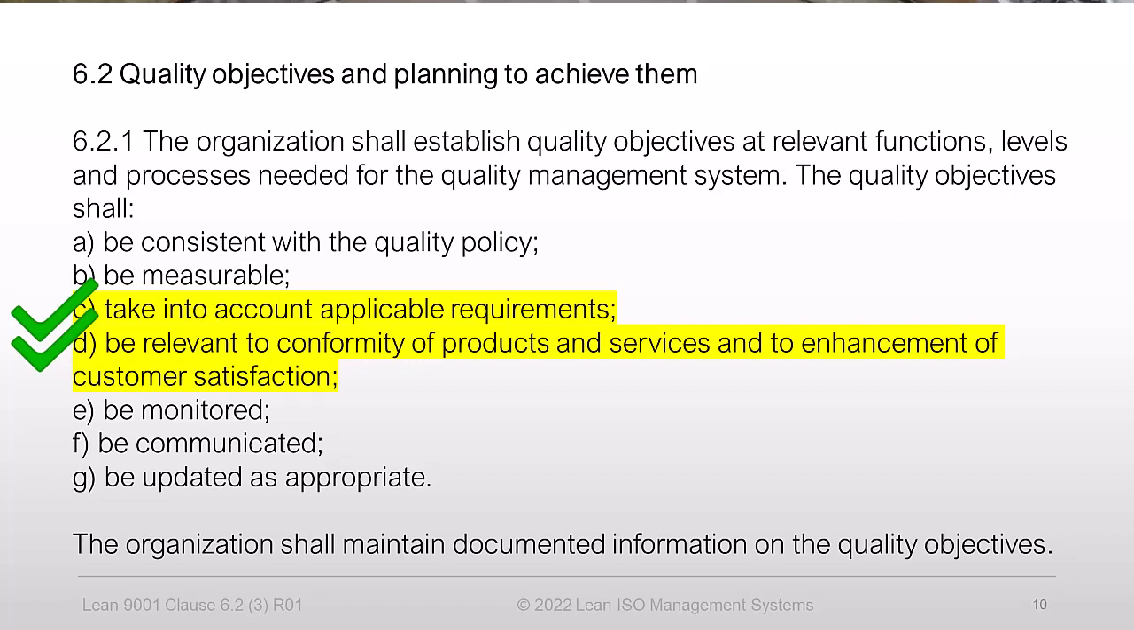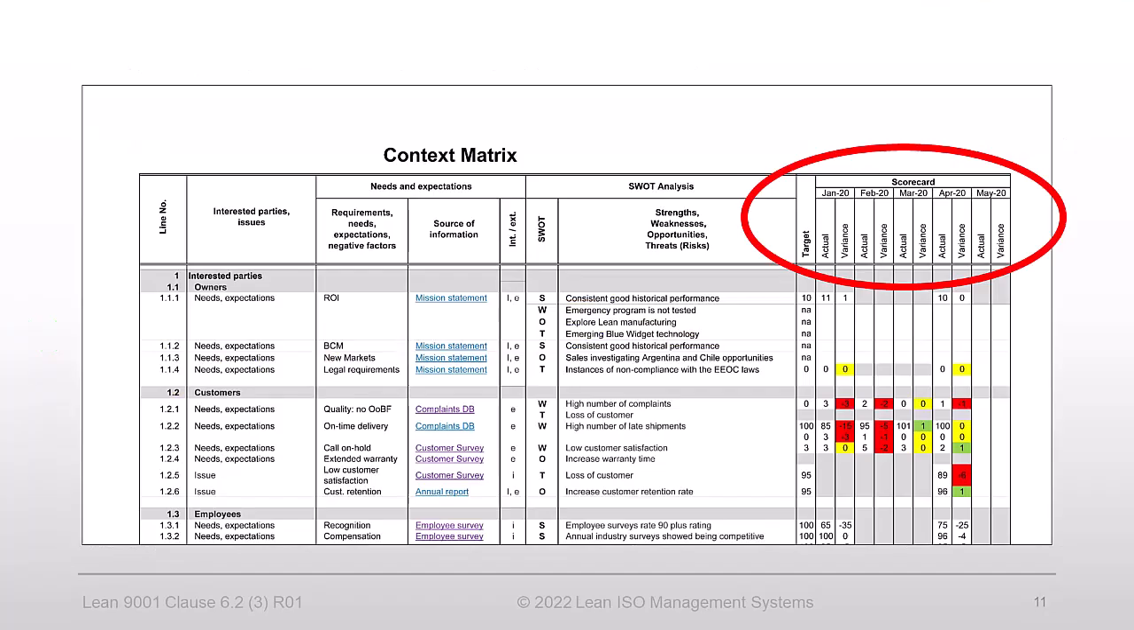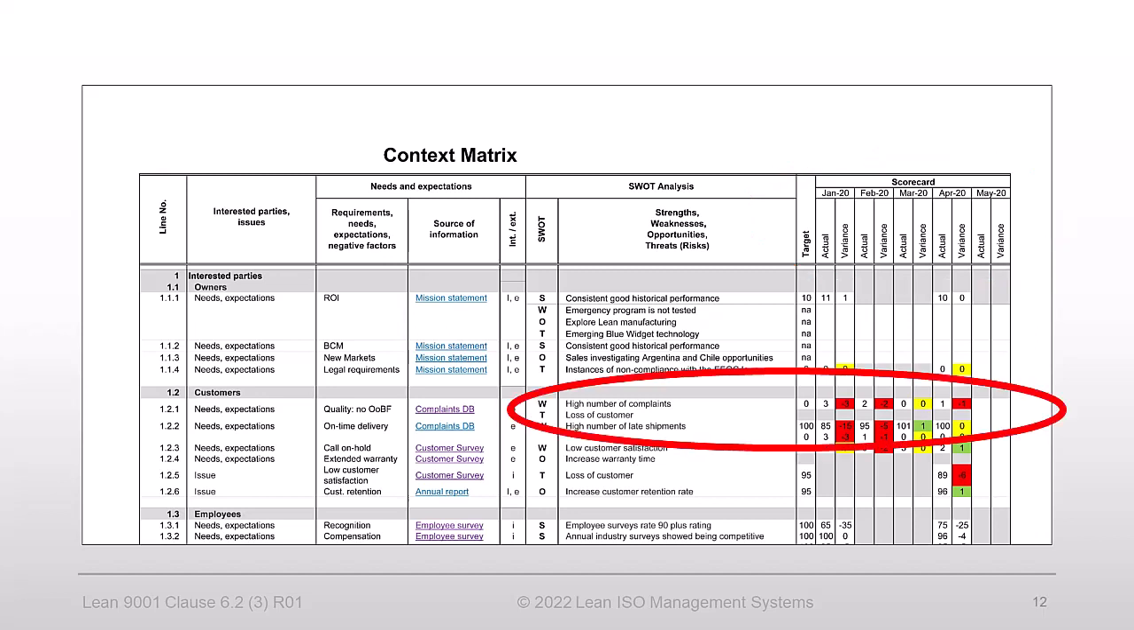Now let's talk about how we can monitor our objectives. When we flip through the pages of the context matrix, we will find our scorecard. The scorecard documents targets and performance of the objectives at the defined intervals. For example, we documented targets for customer complaints and on-time shipping. We also specified we would monitor performance regarding these objectives monthly.